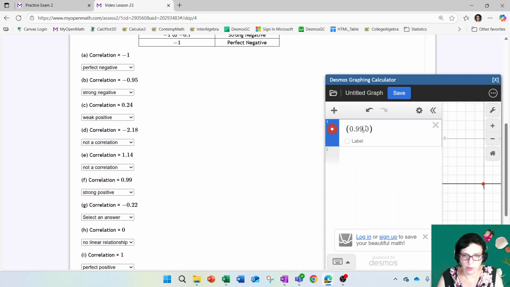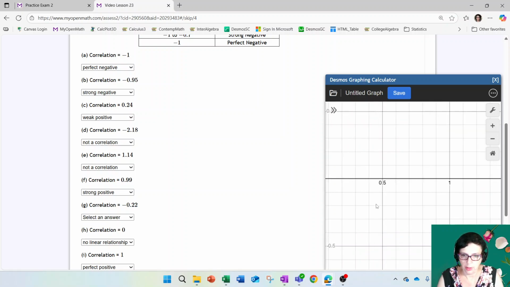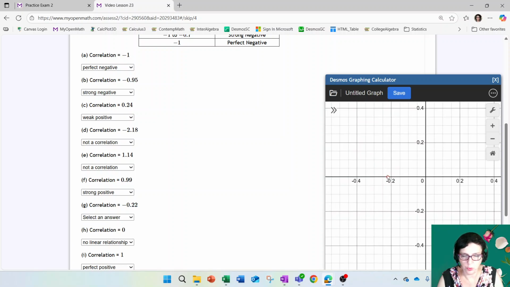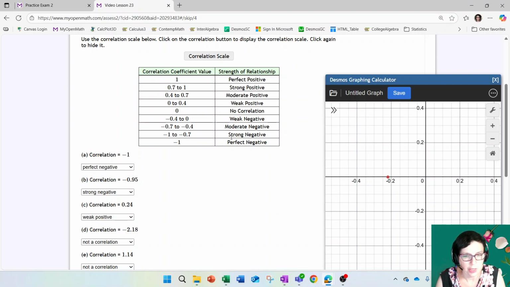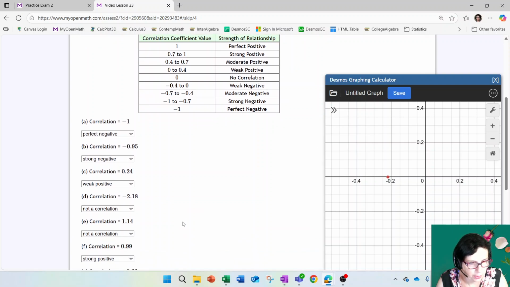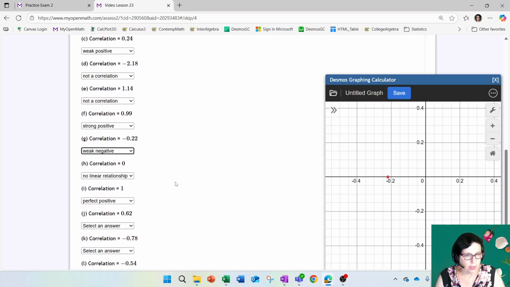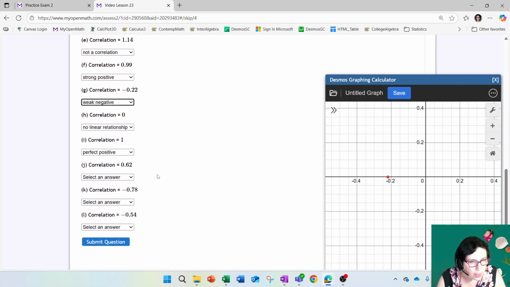Okay, negative 0.22. Where is that on the scale? If I were to put that here, well, I cannot see the negatives. Okay, so negative 0.22 is going to be over here. It looks like it's between negative 0.4 and 0, right? Somewhere here. So that would be weak negative.